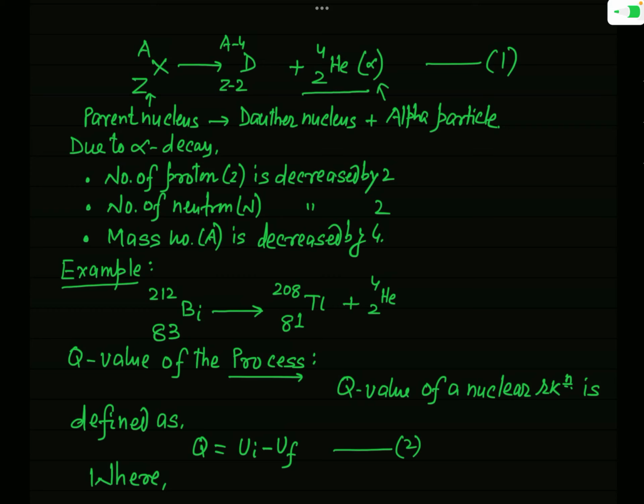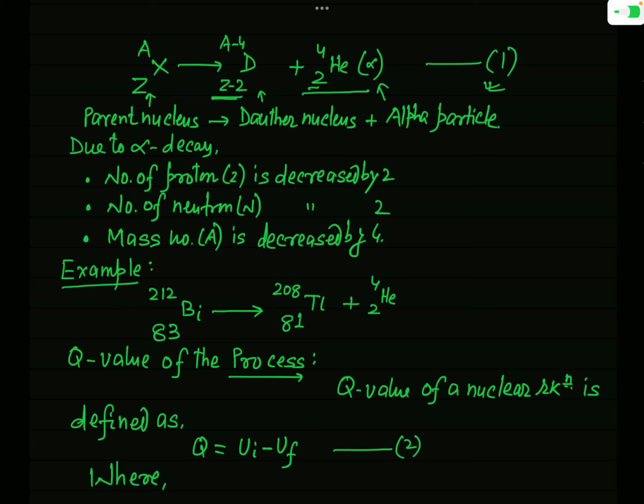Since the alpha particle has 2 protons and 2 neutrons, the resulting new nucleus, which is called the daughter nucleus, will have its number of protons decreased by 2 and its number of neutrons also decreased by 2. So the daughter nucleus has charge number Z minus 2 and mass number A minus 4. So this equation 1, or this reaction, depicts the process of alpha decay.